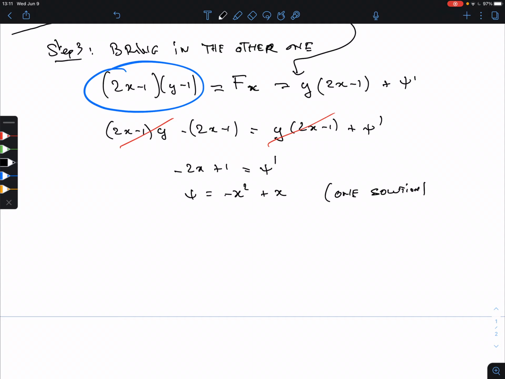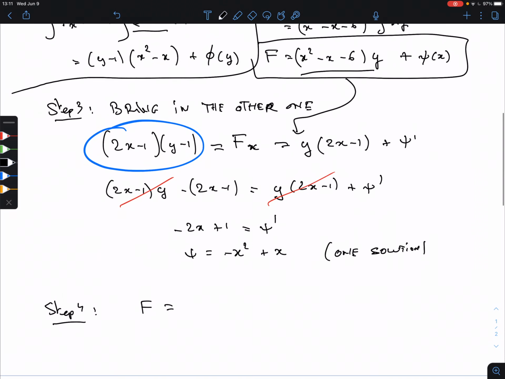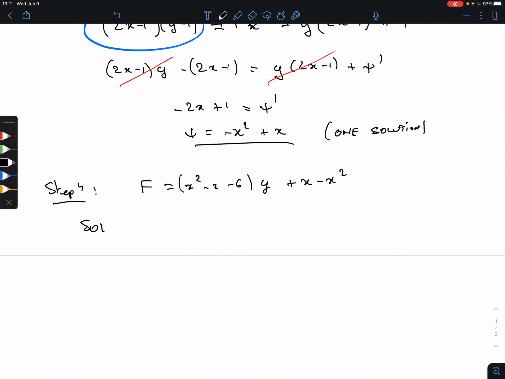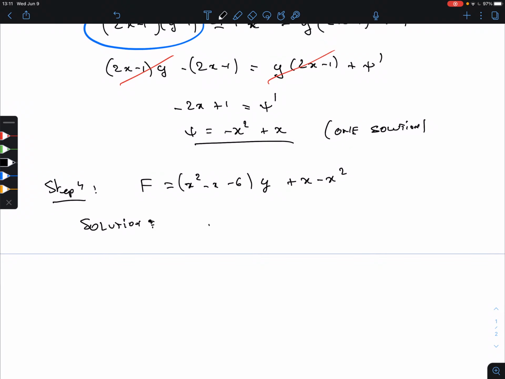Be careful, so where are we now? Step 4, and this is very important. What is f? Let's first write what f is, right? We know now what f is. F is x squared minus x minus 6y plus x minus x squared, this thing. But is that a solution? No, the solution is to put this equal to a constant. So the solution is that x squared minus x minus 6y plus x minus x squared is a constant. That is the solution.